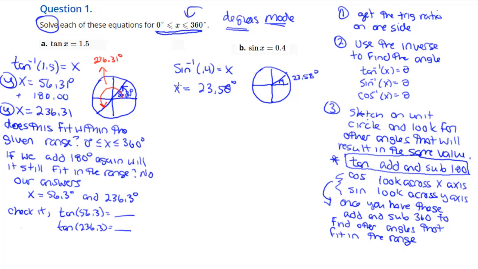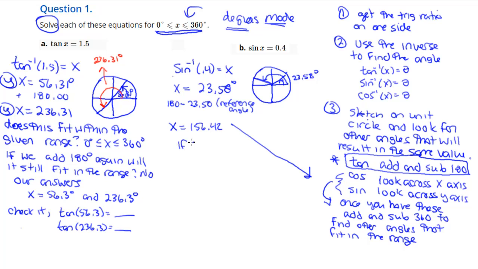So if I go across the y-axis and look there, I'm going to find that there's another angle that's going to result in the exact same thing. If I consider 23.58 a reference angle, all I've got to do is take 180 minus 23.58, and that'll give me what that is. I'm going to find out that this angle is going to be 156.42. So that's my other angle. Right now I've got x is equal to 156.42 and x is equal to 23.58.